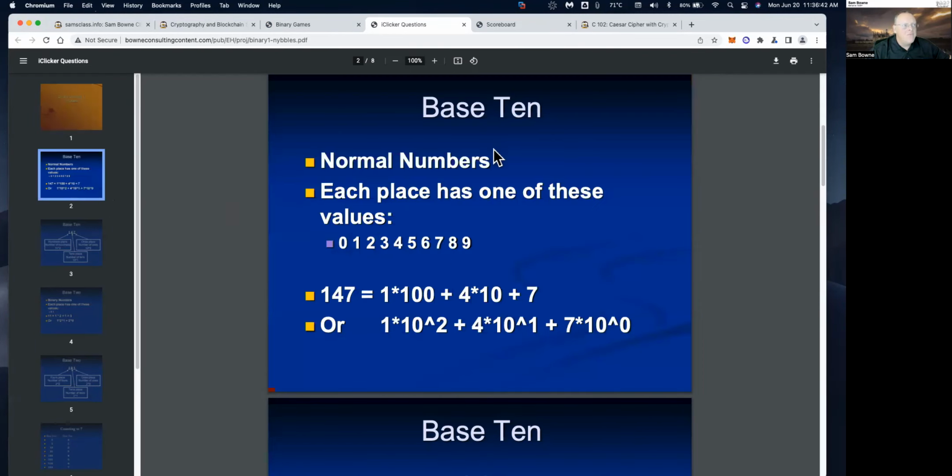So in base 10, you have 10 digits. And to write 147, it's 1 times 100 and 4 times 10 and 7 times 1.